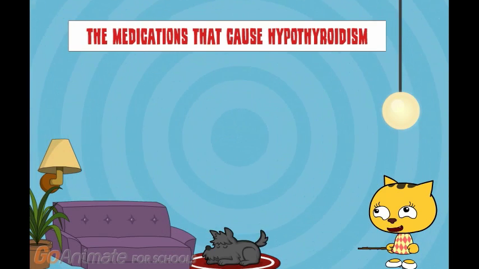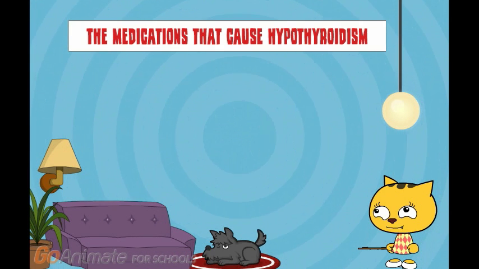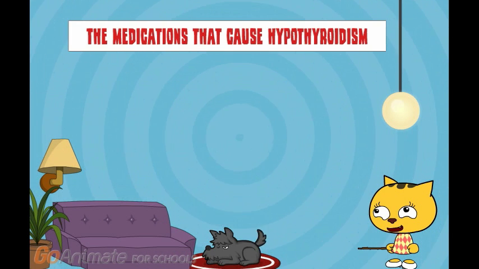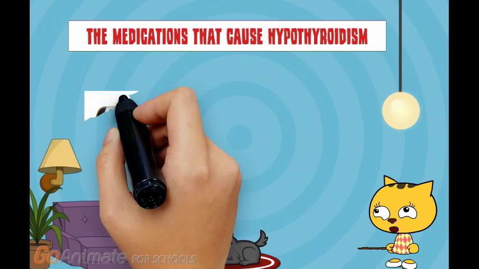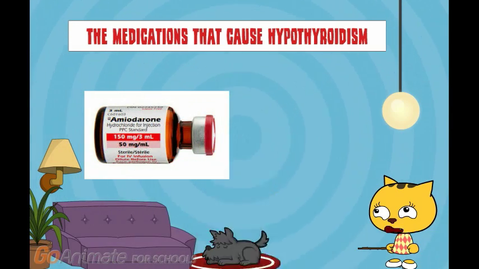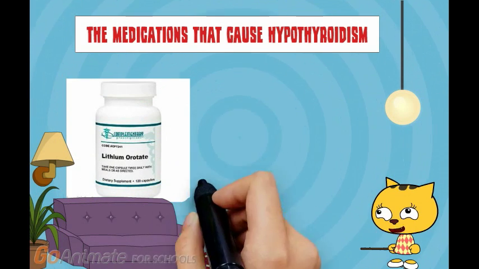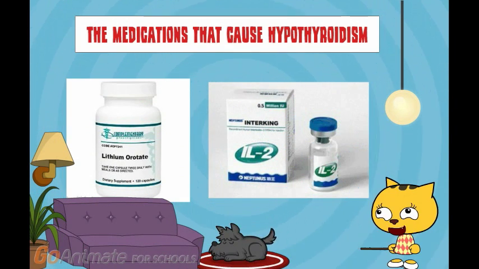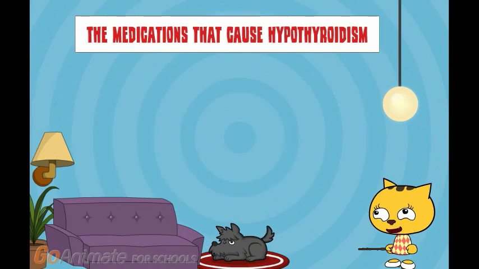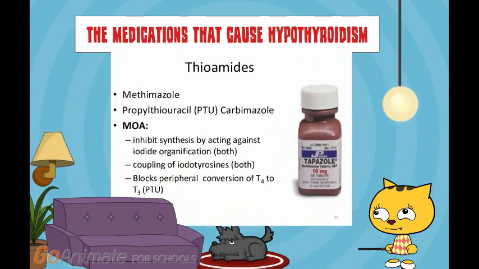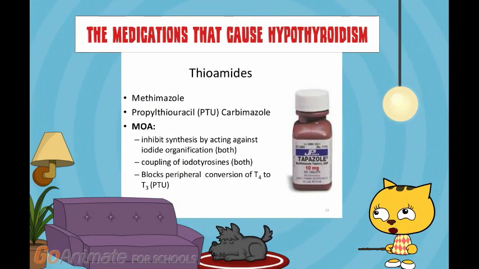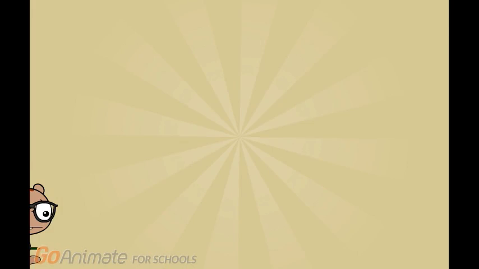Some medications can interfere with the thyroid hormone production and lead to hypothyroidism. These medications are amiodarone, interferon alpha, lithium, interleukin-2, a medication for kidney cancer, and most importantly, thionamides, used for hyperthyroidism. So, how do you know when to suspect hypothyroidism?